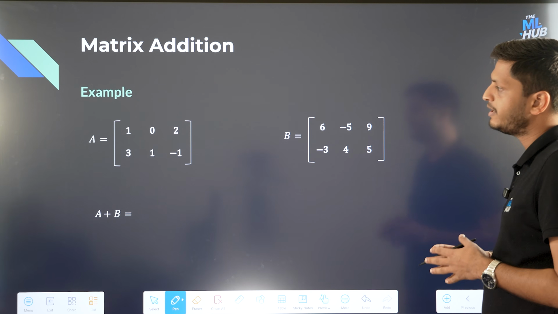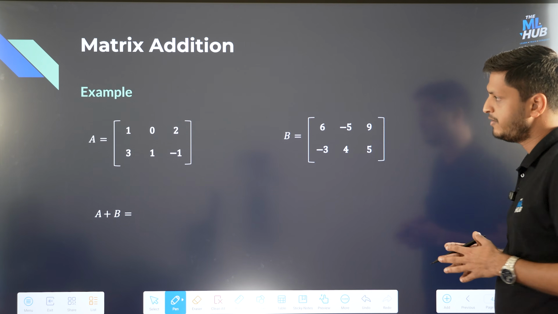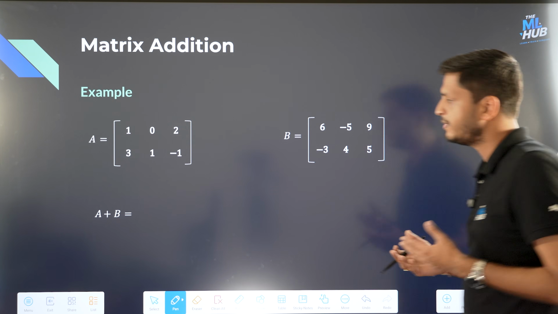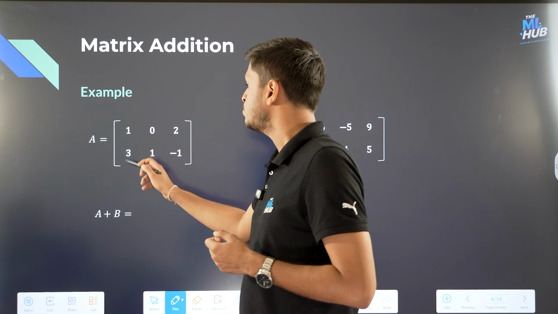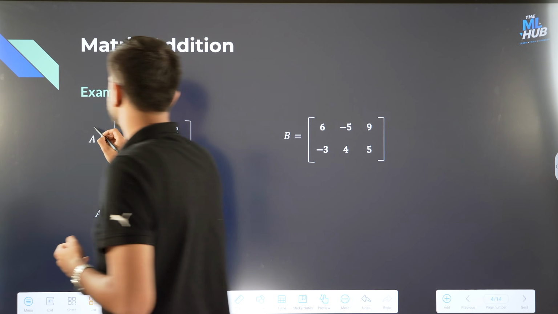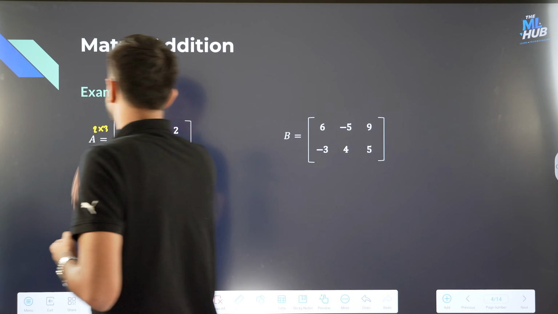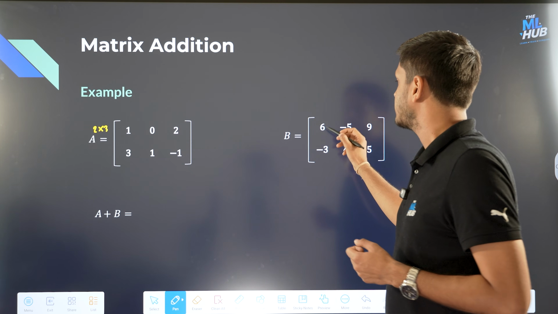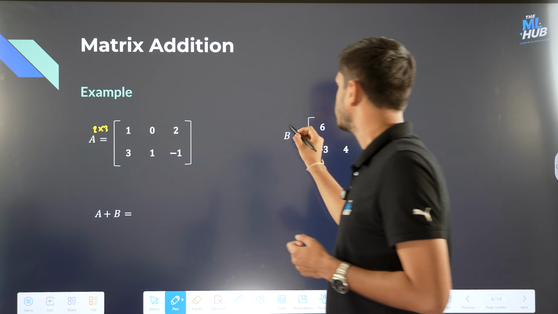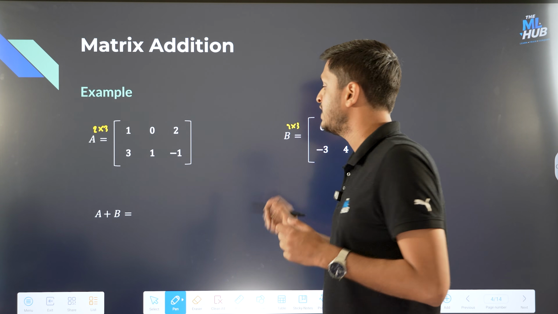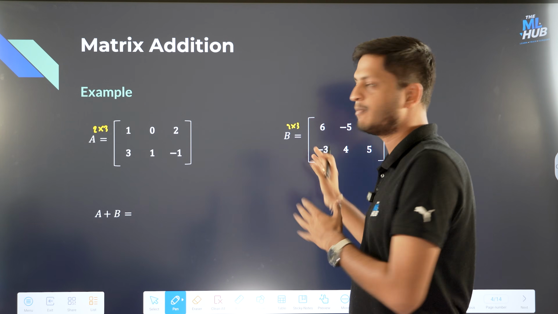Here we have another example. A is a matrix given and B is a matrix given. So firstly, what is the order of these two matrices? This matrix has 2 rows and 3 columns. So it is a 2 cross 3 matrix. And this matrix has again 2 rows and 3 columns. So this is also a 2 cross 3 matrix. So we can add A and B because they have same order.